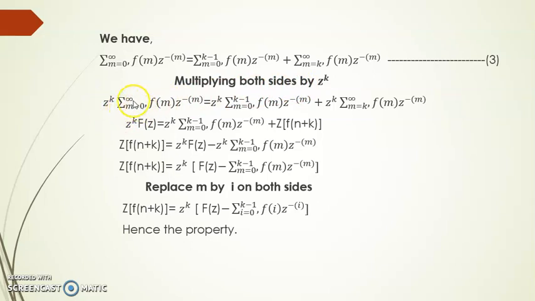Then summation m equal to 0 to infinity f of m Z power minus m, that is the definition of Z transform. This is not a definition of Z transform, so we write this term as it is, and by property 1 this term is equal to Z transform of f of n plus k. So we keep this term here as it is and take the remaining term to the RHS. So we get here this term. Again take Z power k as a constant common, and in the bracket we have f of z minus summation m equal to 0 to k minus 1 f of m Z power minus m. Replace m by n on both sides, so we get the required proof.